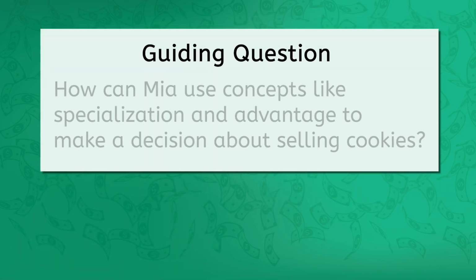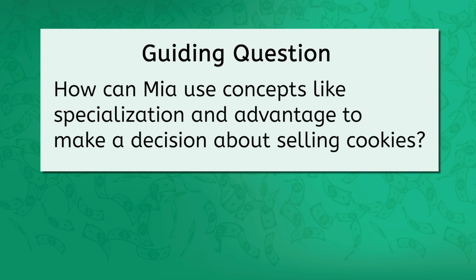Take a few minutes to think about the following. How can Mia use concepts like specialization and advantage to make a decision about selling cookies?